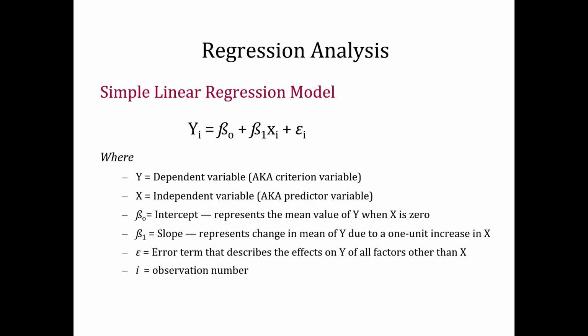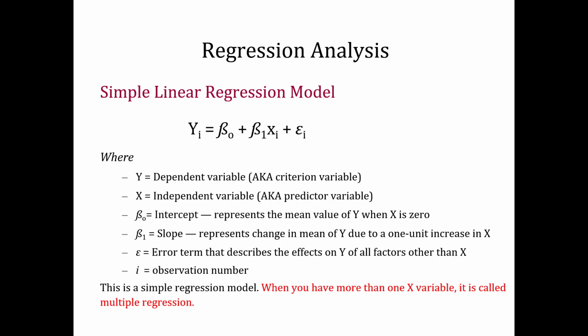The basic or simple regression model assumes that y equals an intercept term beta naught plus a regression coefficient beta 1 times x plus an error term epsilon that captures the impact of any other factors that affect y but are not observed. The intercept term represents the mean value of y when x equals 0. The slope or coefficient of x represents the change in the mean of y due to a 1-unit change in x. A simple regression model has just one x, and when you have more than one x, it is called multiple regression.